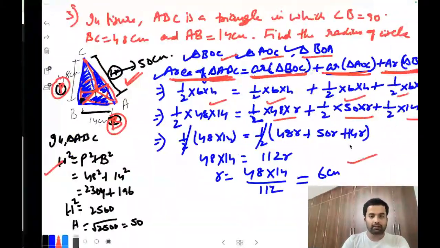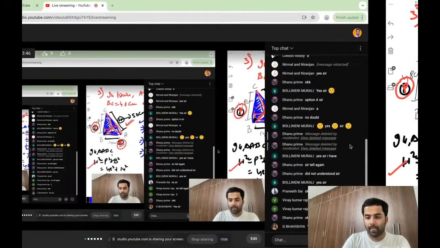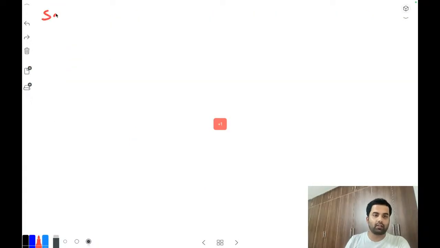Is it clear, everyone? Question number 3. This question was a little bit new for you, but still try to understand this one. Is it okay? Yeah, let's switch to the last section, which is section C now.